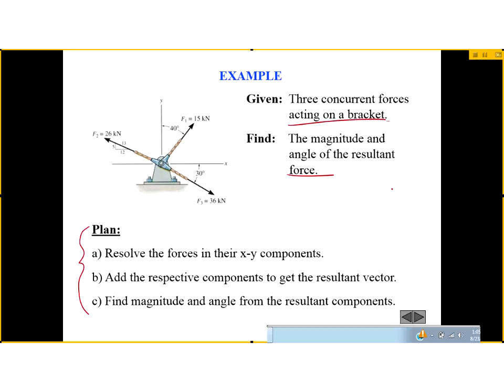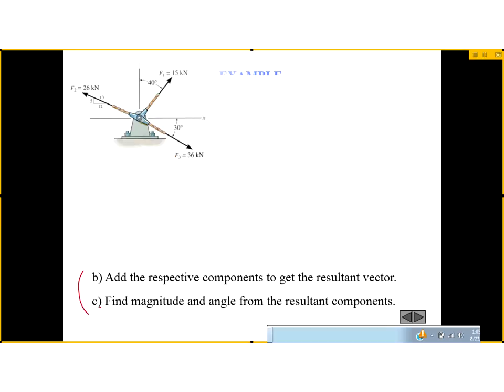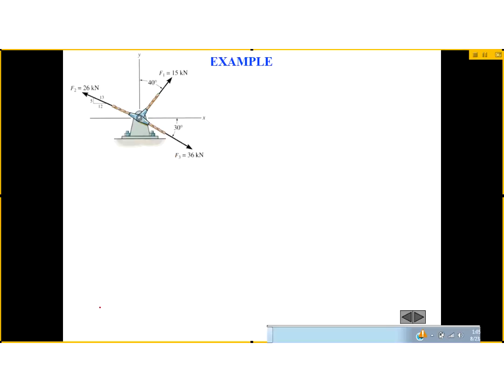So we're given these things, and we're asked to find the magnitude and the angle. Our plan, which you can think through before you do any work, is to resolve those forces, add the components together, and then find the magnitude and angle from the resulting components. Now we're going to start tackling this problem step by step by representing the three forces as Cartesian vectors. So F1, now you notice the way they've specified the angles is different for each one of these. For F1, the angle 40 degrees is relative to the y-axis, right?